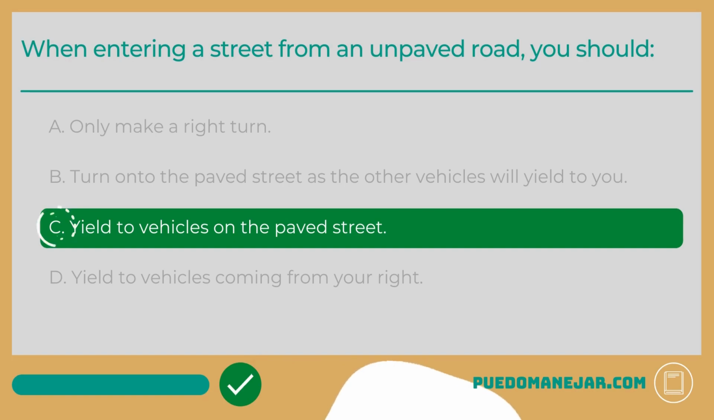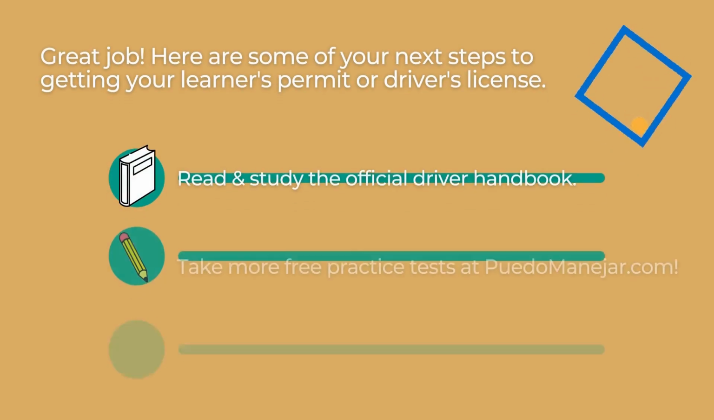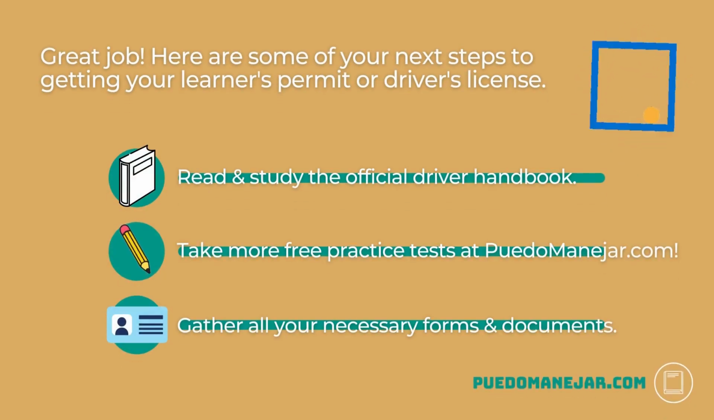Great job! Here are some of your next steps to getting your learner's permit or driver's license. Read and study the official driver handbook from your state DMV. Take more free practice tests at puedomanejar.com. Gather all your necessary forms and documents before you visit the DMV office. Before you know it, you'll be driving in your very own car all by yourself.